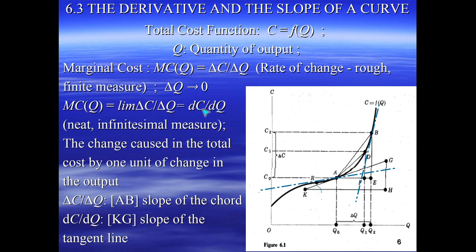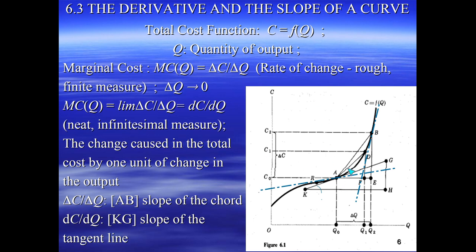And dC over dQ, this derivative, we can measure it at any point of the function. So this is a neat infinitesimal measure. What does it mean? It means the change caused in the total cost by 1 unit of change in the output, on average, dC over dQ, at the very near point of start, the point of the initial equilibrium.